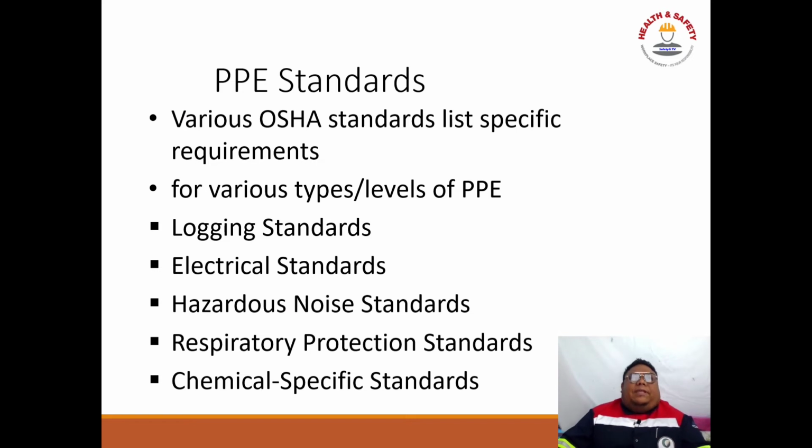Next is PPE standards. Various OSHA standards list the specific requirements for various types and levels of PPE, as I mentioned previously: logging standards, electrical standards, hazard noise standards, respiratory protection standards, and chemical-specific standards. Because if you are dealing with chemicals, guys, there are many types of chemicals, a variety that need different protection, especially respirators.